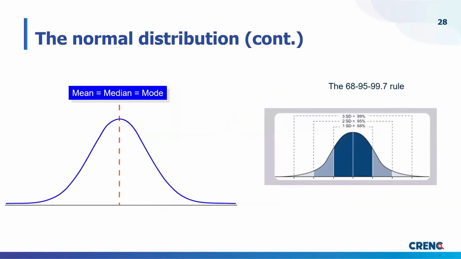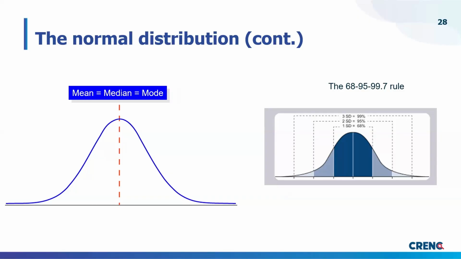We also have what we call the 68, 95, and 99.7 rule when looking at data that is normally distributed. It simply means that in data that is normally distributed, about 68% of the data lies within one standard deviation, plus or minus one from the mean.